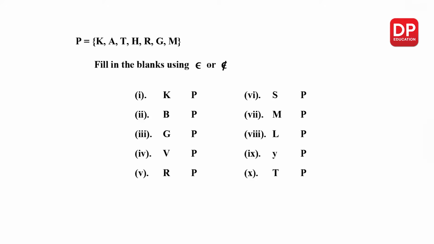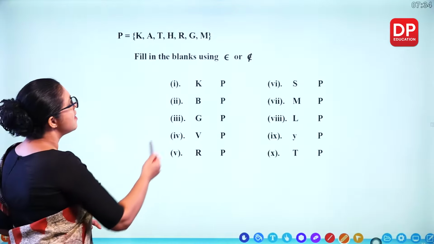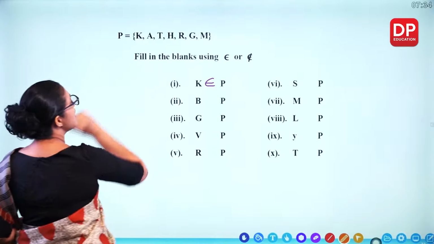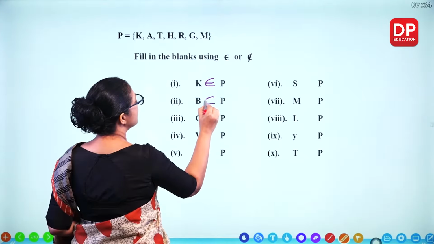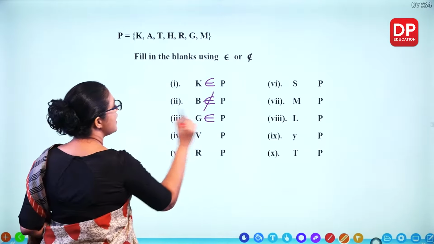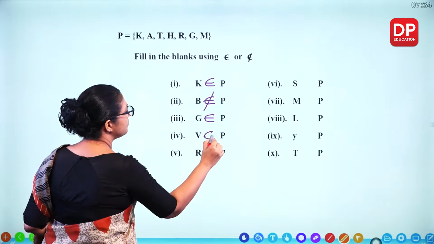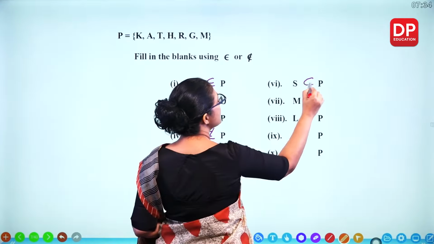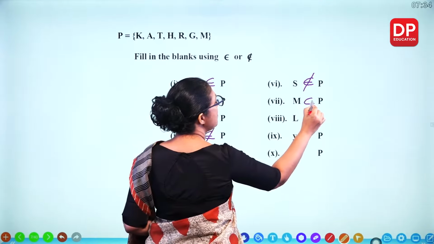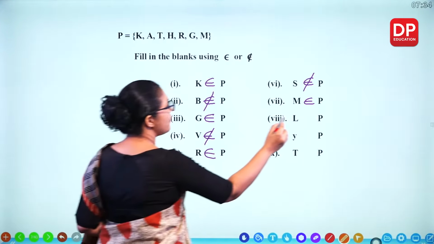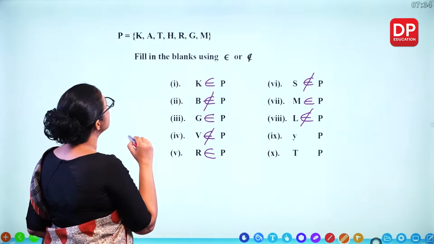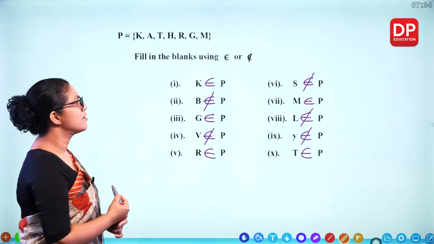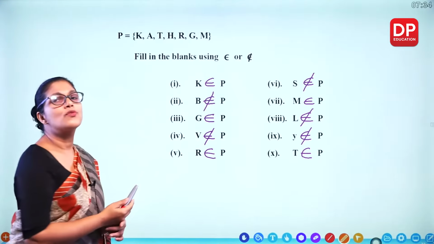P is K-A-T-H-R-G-M. Fill in the blanks using element or not an element. K is an element in P. It's there. B is not there. G, yes, G is an element of P. V is not. R is there, it's an element. S is not an element. M is an element here. L, not there, so not an element. Y is not there, so not an element. T is there, so that's an element. So now we know how to use this symbol and this one.